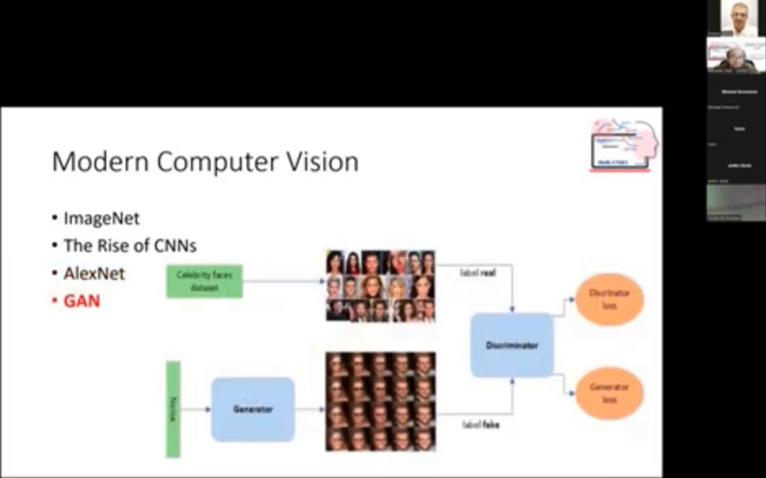GAN, or Generative Adversarial Network, is a class of machine learning framework, also a popular application of computer vision. Designed by Ian Goodfellow and his colleagues in 2014, compared to neural networks like ResNet or AlexNet, which try to understand the image, GAN creates an image that doesn't exist. Two different neural networks are working here. They are working against each other.